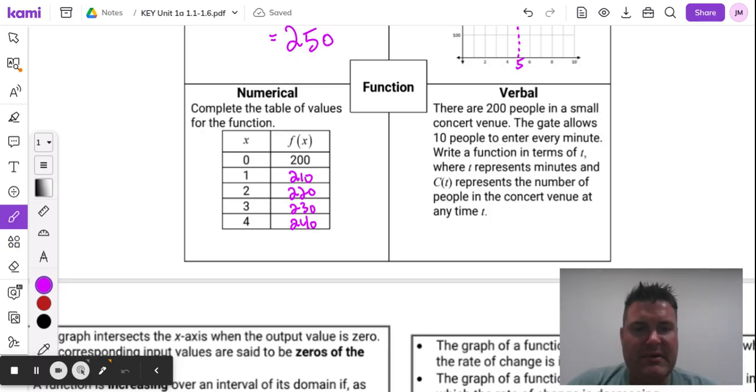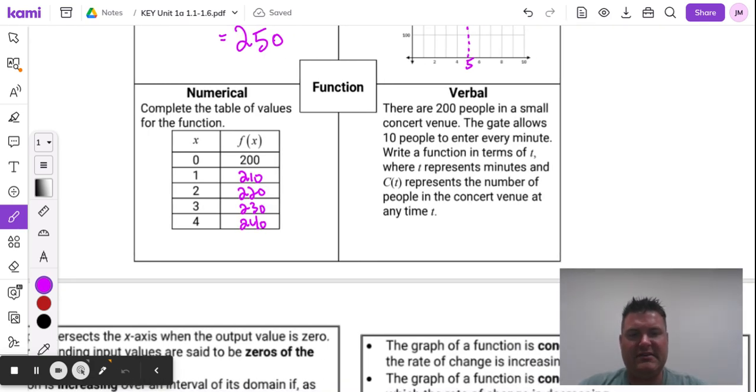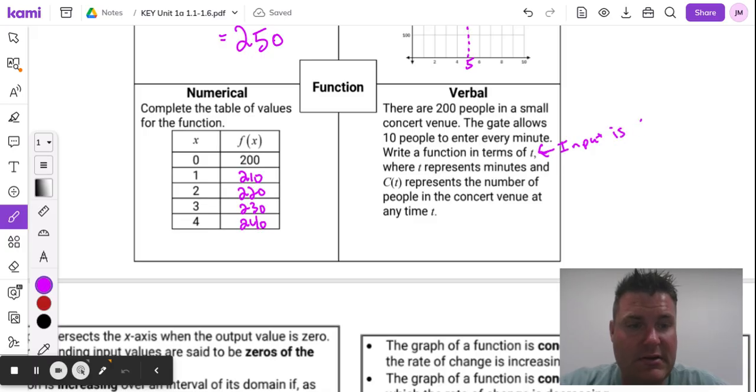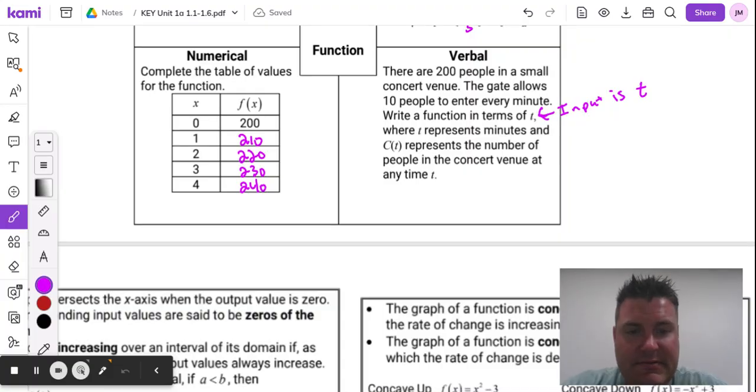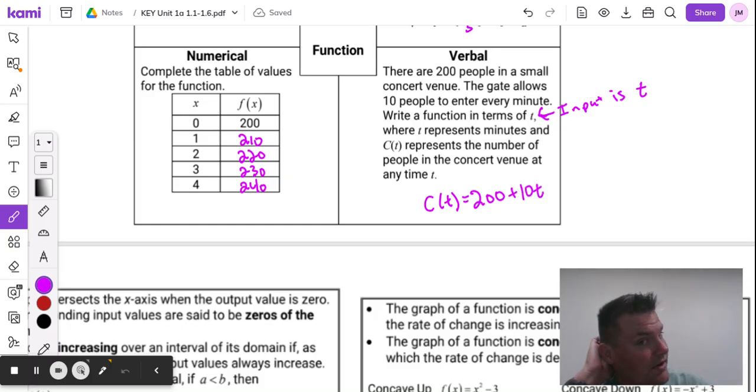And there are 200 people in a small concert venue. The gate allows 10 people to enter every minute. Write a function in terms of t, where t represents the minutes and c of t represents the number of people at the concert. So our input here, instead of x, is going to be t. So c of t is equal to, we start with 200, and we increase by 10 people every minute. So that's going to be our function representation verbally.